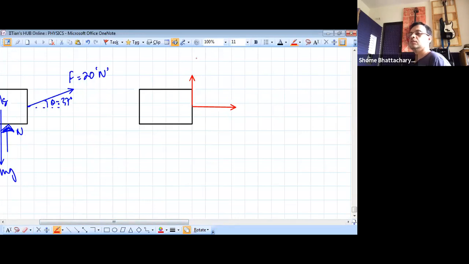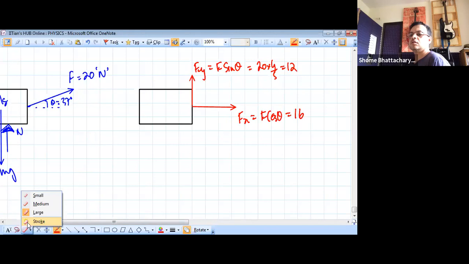So the vertical component of this force, how much will it be? It will be F sin theta, or 20 into 4 by 5. So it's again the same, but it's opposite in direction compared to the last one. Whereas the horizontal component of force is F cos theta. So again that will become 16. So these are the components. And the rest of the things are the same.